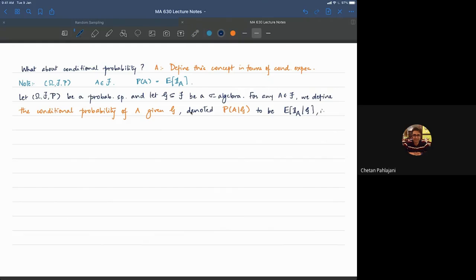So i.e., define P of A given G to be E of indicator A given G. Here this is a definition, okay? So if you're asking why are these two equal, I'm saying they're equal by definition. The thing on the left side is defined to be the quantity on the right side. All right. So this is how you get conditional probabilities. You first do conditional expectations and then define conditional probabilities in terms of that.